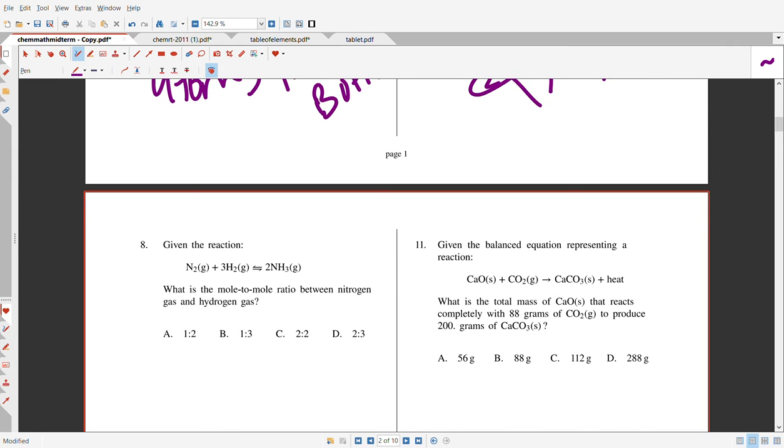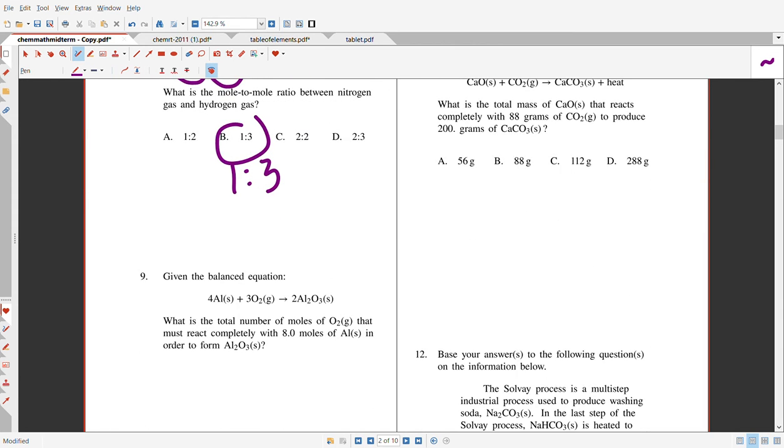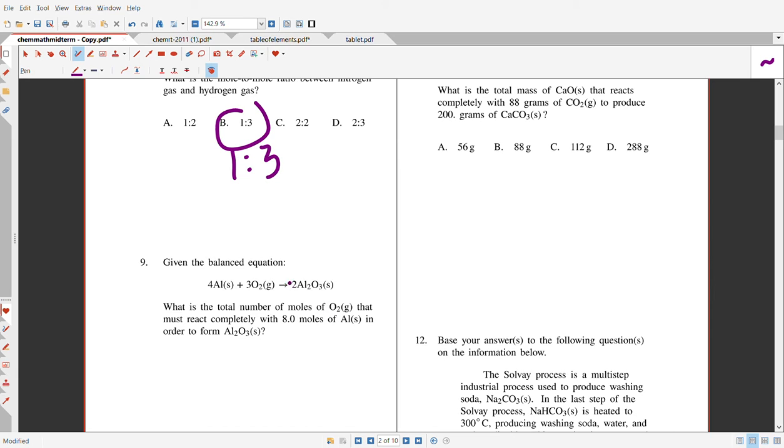Now here they want the mole to mole ratio between nitrogen and hydrogen. And moles is just the coefficient in front, so it's 1 to 3. Good? Good. Now here, how many moles of oxygen? So because you're given a reaction, I put an X.